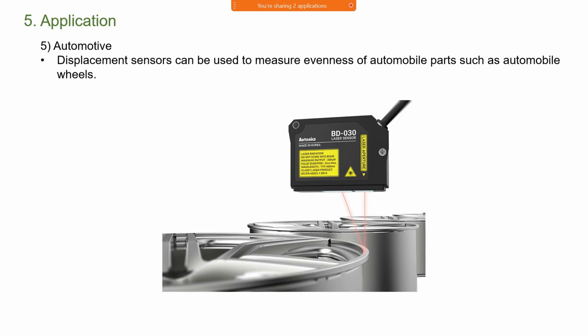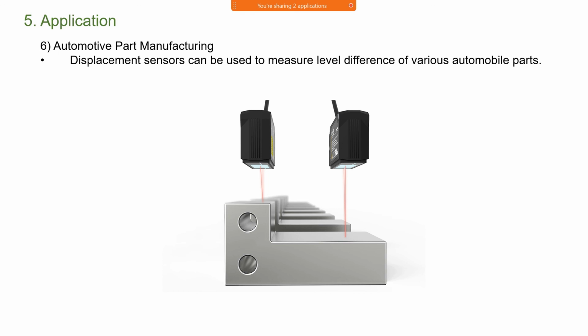So for automotive, the displacement sensor can be used to measure the evenness of automotive parts, such as automobile wheels. Okay, you can see the sport rim there, trying to check the evenness of the sport rim. So this one is also automotive part manufacturing. The displacement sensor can be used to measure a level difference of various automotive parts. Okay, you can do level difference measurement.